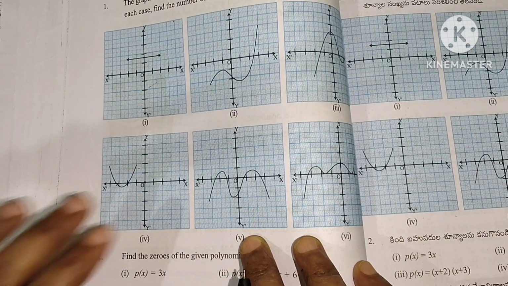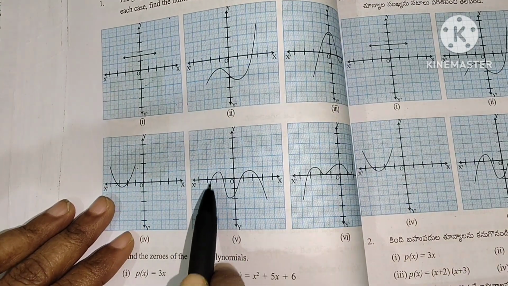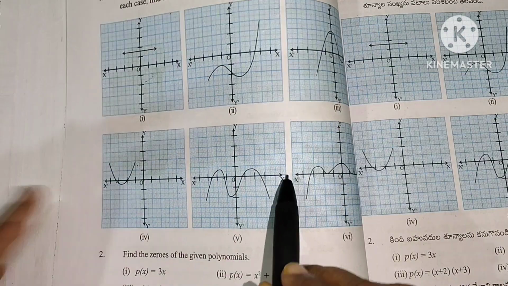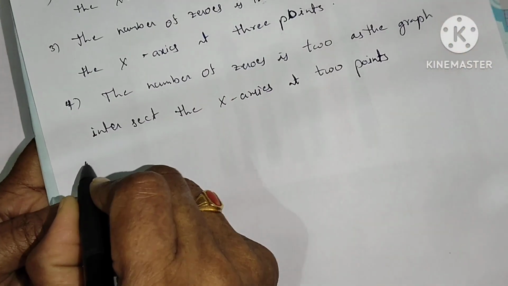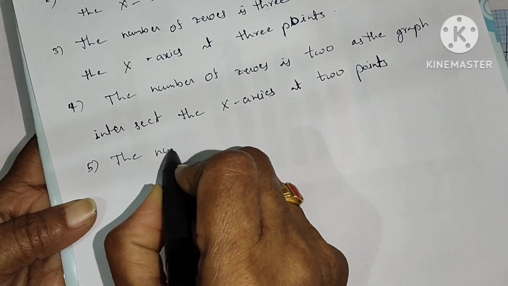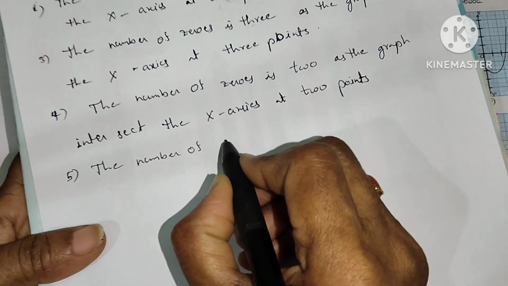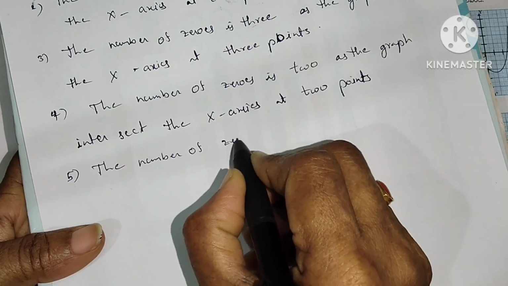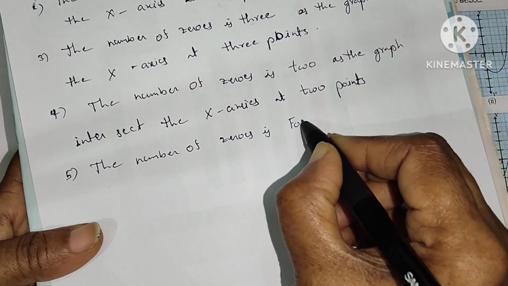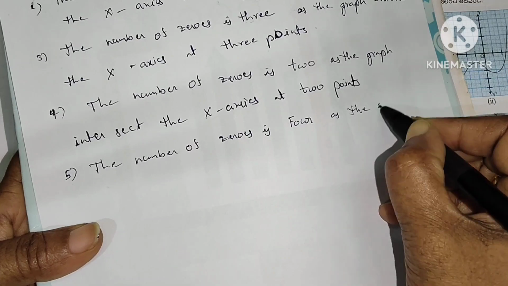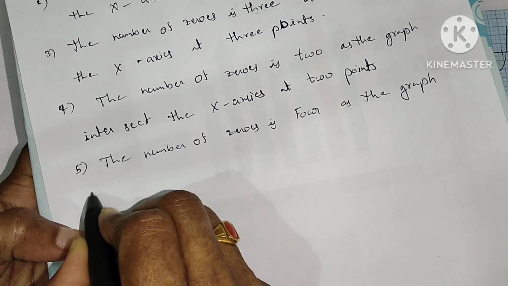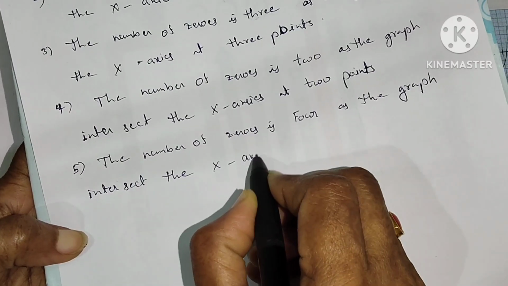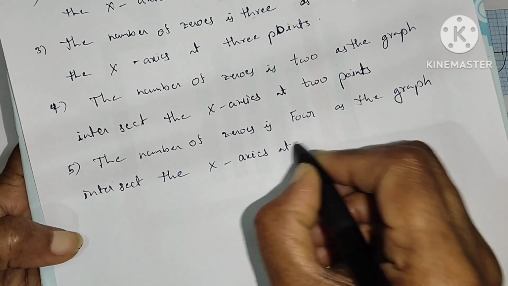Next we observe the fifth graph. Here the given line intersects the x axis at 1, 2, 3, 4 points. So for the fifth one, the number of zeros is 4, as the graph intersects the x axis at 4 points.